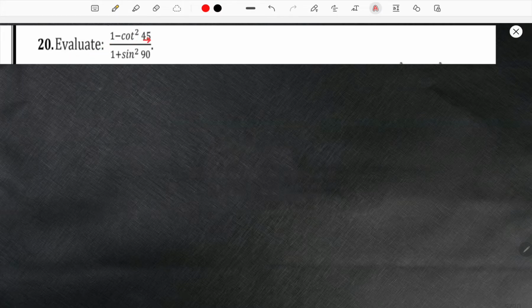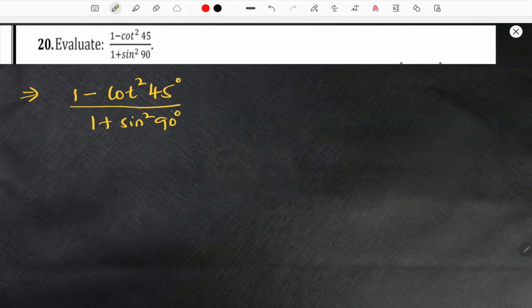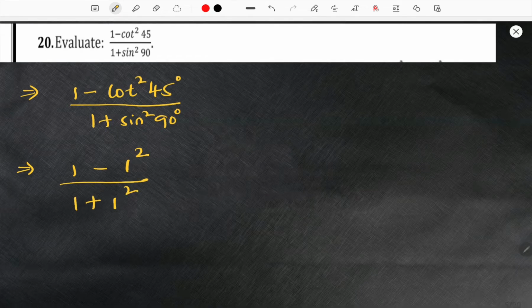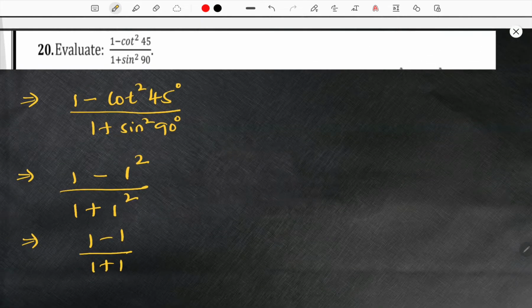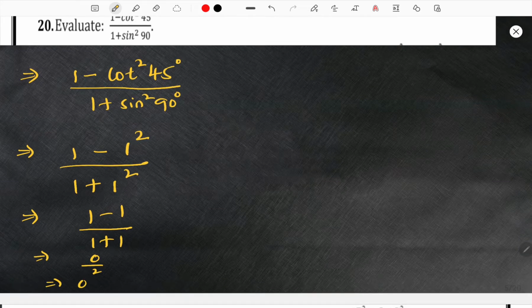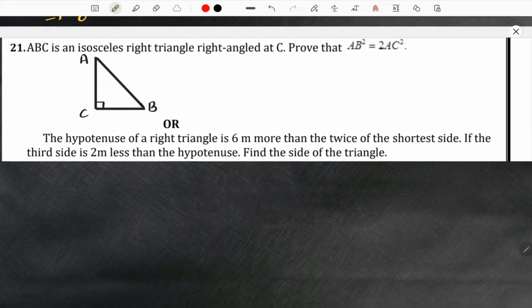Evaluate 1 minus cot square 45 degree divided by 1 plus sin square 90 degree. So 1 minus, what is cot 45? Cot 45 is 1, so 1 square divided by 1 plus sin 90 is again 1 square. So you have to remember these ratios. Alright, so it becomes 1 minus 1 divided by 1 plus 1. 1 minus 1 is 0, so 0 by 2. So 0 by 2 is nothing but 0 only. Alright, so moving forward to the next question.